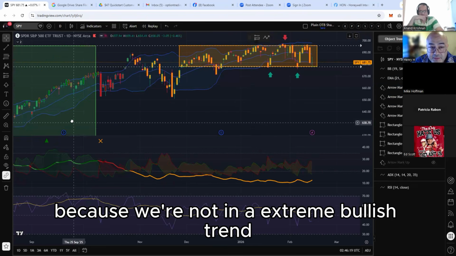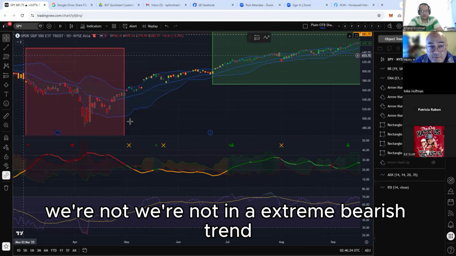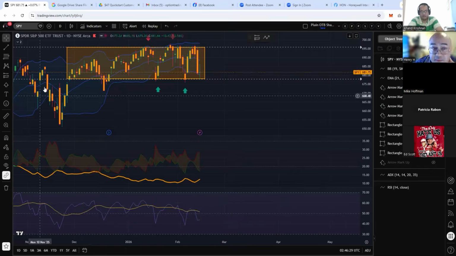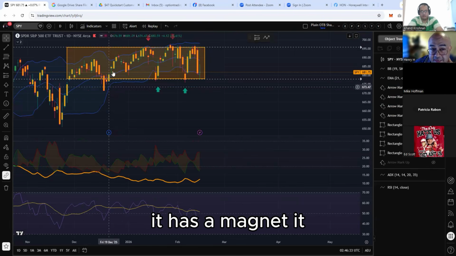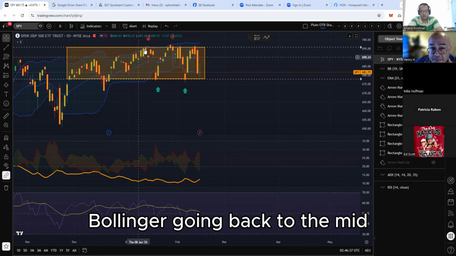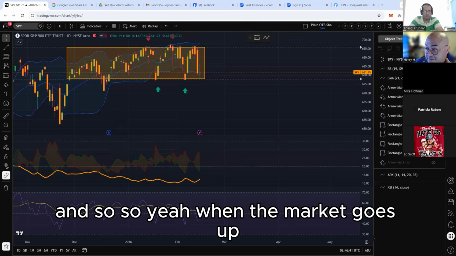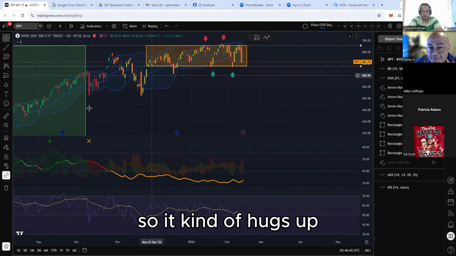It doesn't really have a decision on where to go because we're not in an extreme bullish trend, and we're not in an extreme bearish trend. We're floating around in the middle. As you can see, the price has a magnet. It finds itself hitting the top Bollinger, going back to the mid, top, back to the bottom or mid. And when the market goes up, it's like taking the stairs. It kind of tugs up.